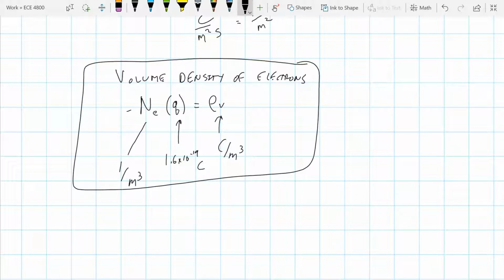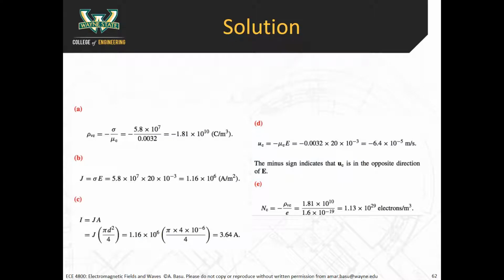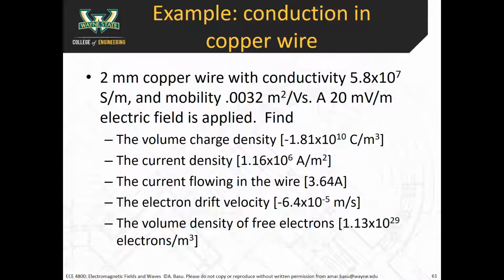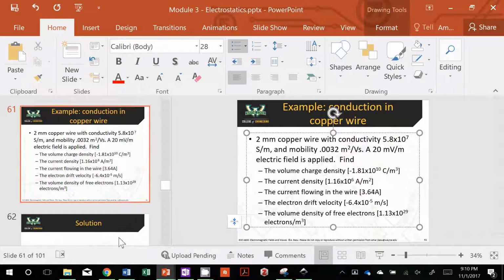Okay. And you do this calculation here and you find that there's 1.13 times 10 to the 29 electrons per meter cubed. That's a lot of electrons. What this volume density means is, if you were to cut out a 1 meter by 1 meter by 1 meter cube of this material, you would expect to find 1.13 times 10 to the 29th electrons in there. Right? It's a density of electrons per meter cubed. All right, so that's a good stopping point.